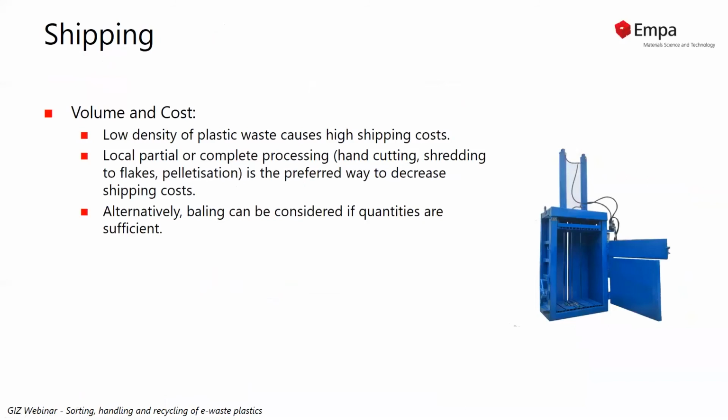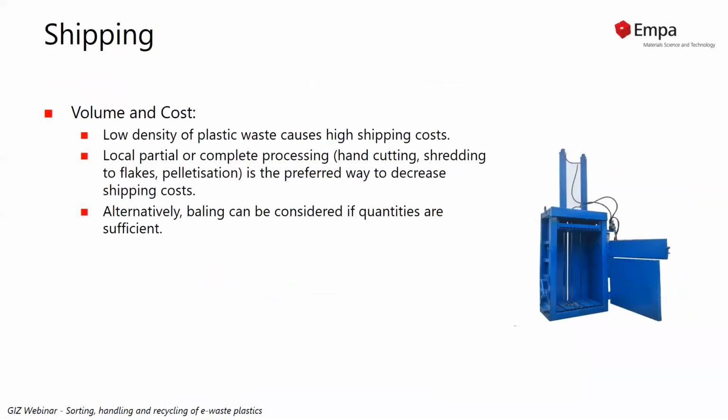Either you go in the direction of partially or completely processing the plastic, which might be possible or not. That means you already shred your material to flakes, or you even go all the way to pellets. That's how you're able to reduce the volume and thus make shipping more economical or less costly. You can also just try and cut the pieces by hand. That's also something that is practiced in some cases.